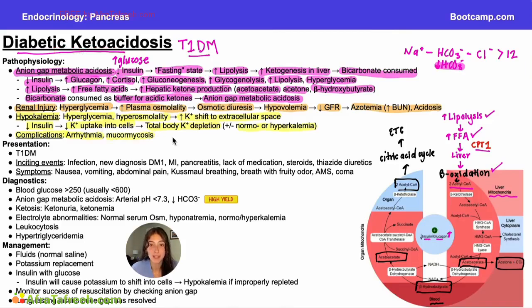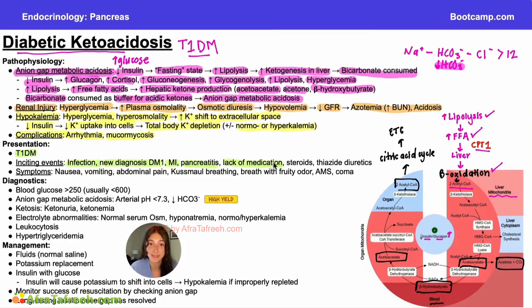That bread mold infection of the nares and often face is associated with DKA. The presentation for DKA is going to be a patient with type 1 diabetes. Remember, I said associate DKA with type 1. And then inciting events of DKA are going to be infection, a new diagnosis of type 1 diabetes, a heart attack, pancreatitis, lack of medication.